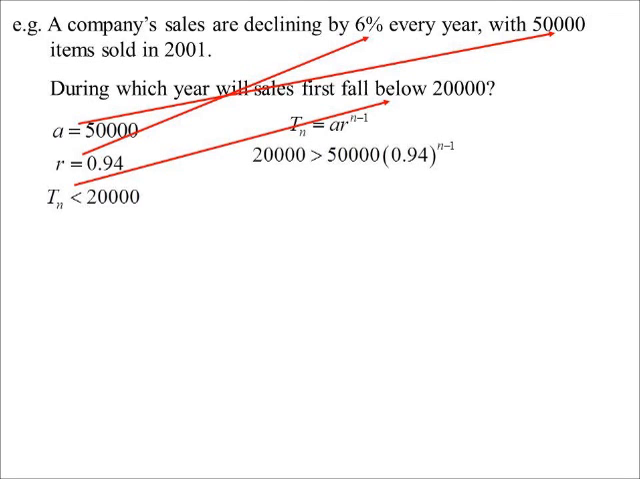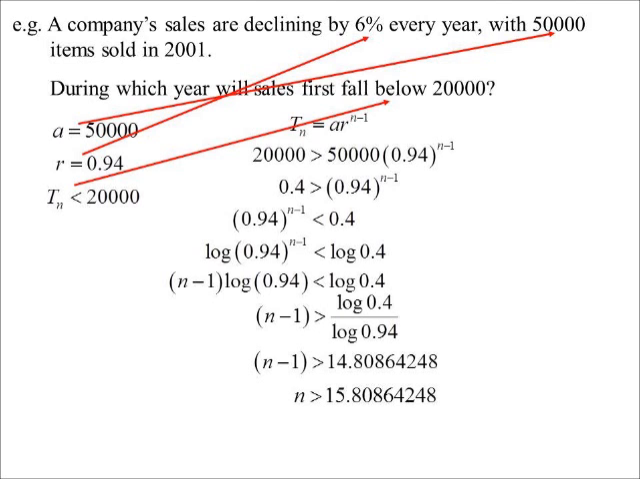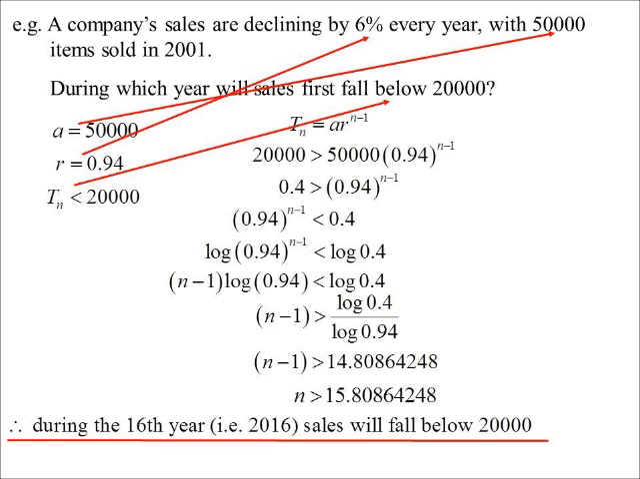And we can use our log, of course, to solve this. But remembering, because eventually, there we go, I'm going to have to divide by log of 0.94, but log of 0.94 would be a negative number. So we've got to change the inequality sign. Log 0.4 divided by log 0.94, 14.8, add 1. So n is greater than 15.8. But we've got to answer the question. The question said, during which year? It will be the 16th year that it happened.